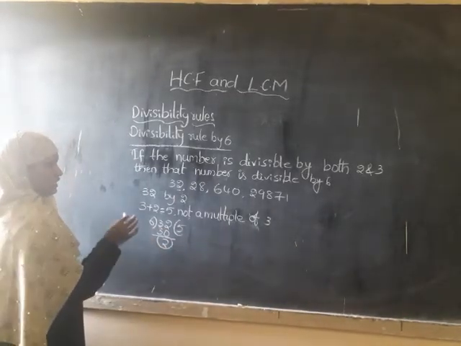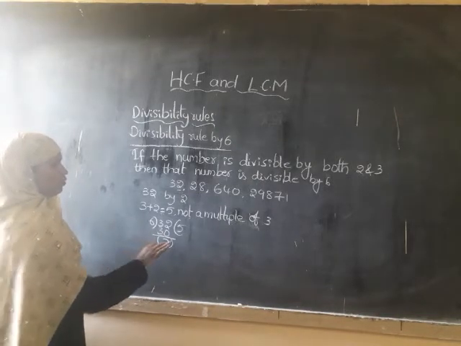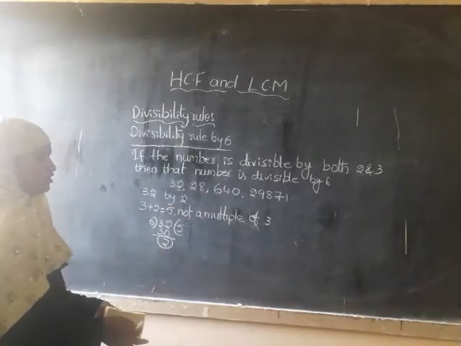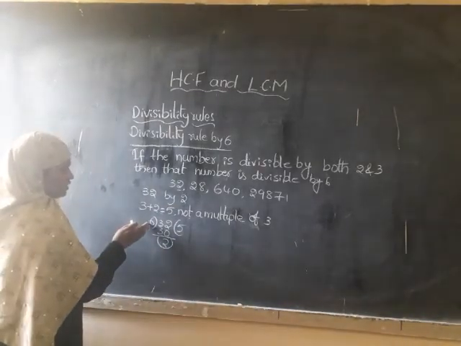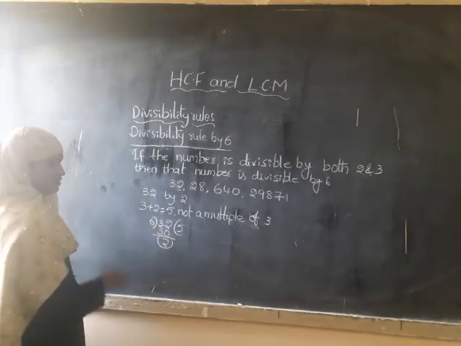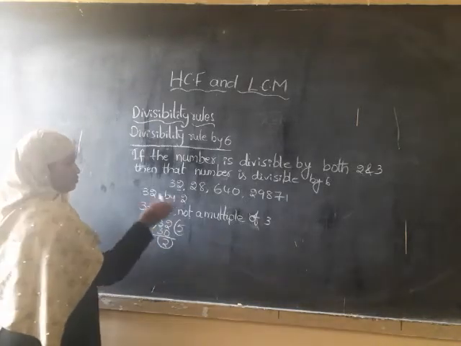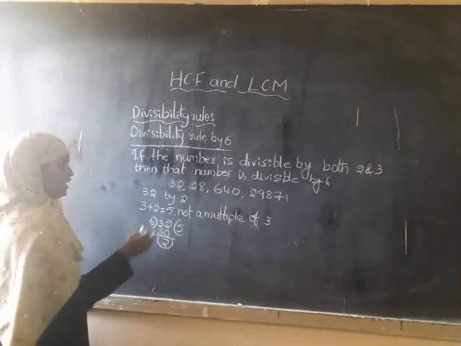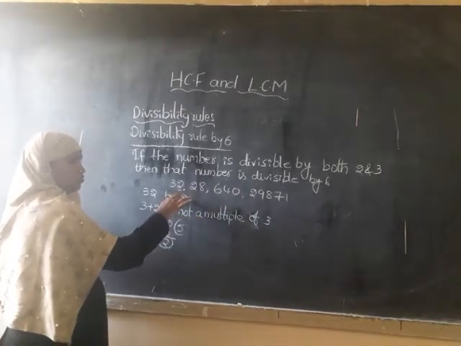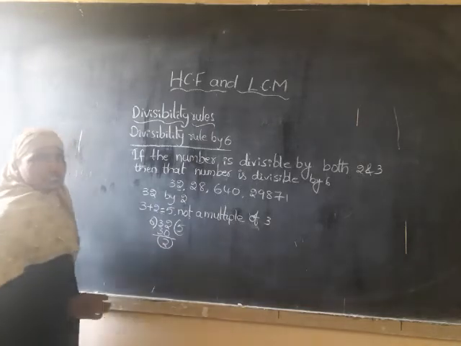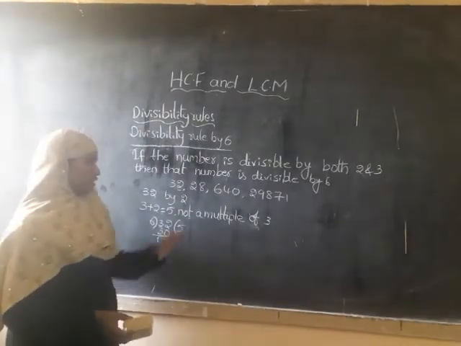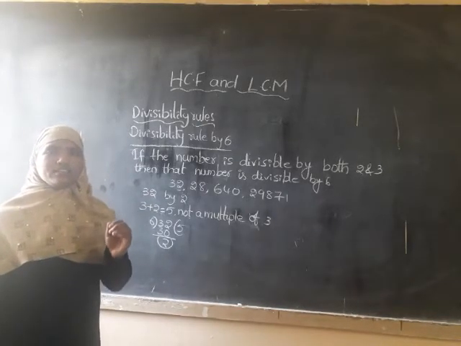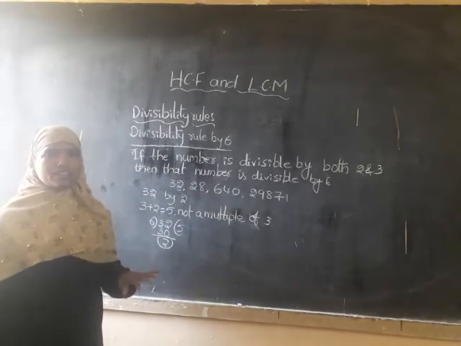A number which satisfies both 2 and 3 rules, then that number satisfies the divisibility rule by 6. Otherwise not. If a number is divisible by 2 but not by 3, then it is not divisible by 6. If a number is divisible by 3 but not by 2, it is not divisible by 6 also. If a number satisfies both 2 and 3 rules, then that number satisfies the 6 rule. Otherwise, no.